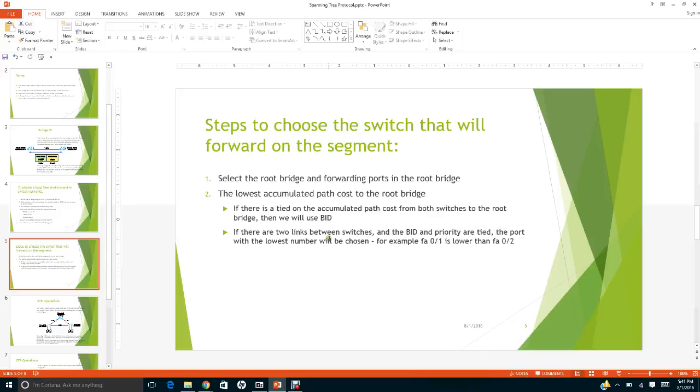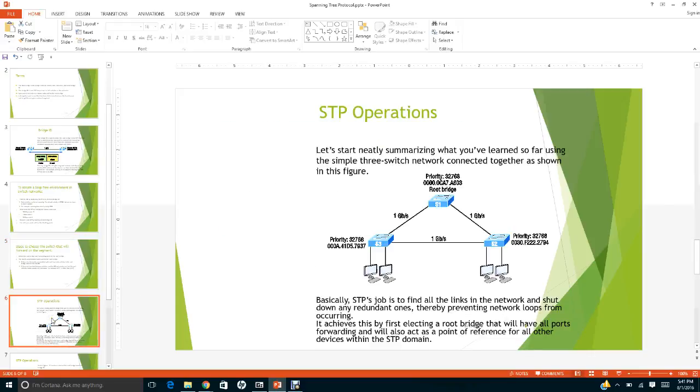If there are two links between switches and the BID and the priority are tied, then the port with the lowest number will be chosen. For example, Fa0/1 is lower than Fa0/2. Okay, so let's take a look at this example.